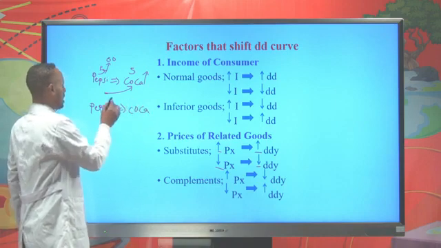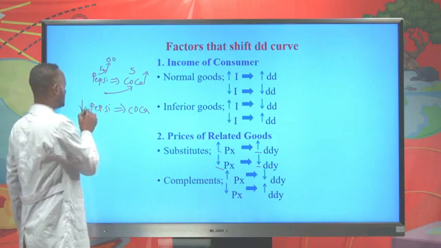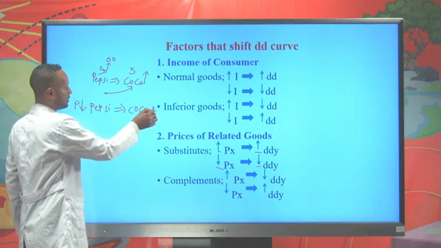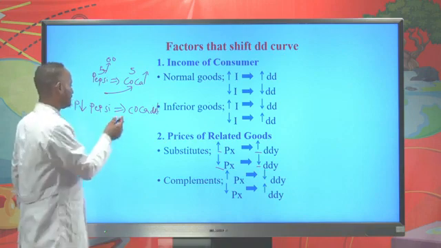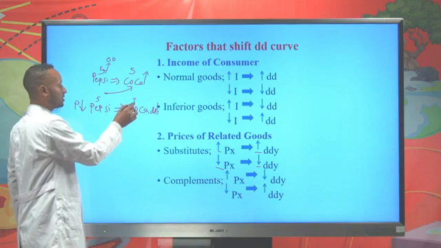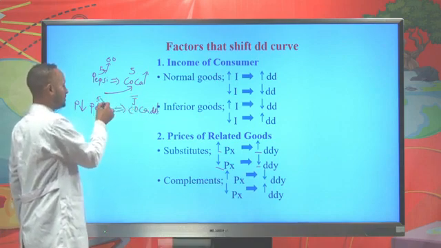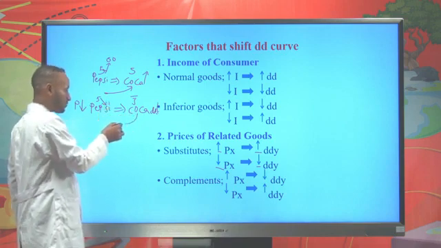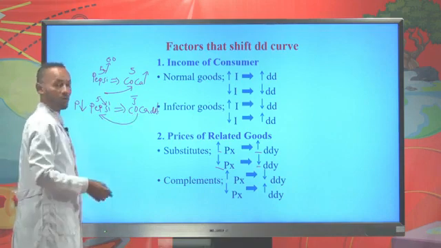Now, as the price of Pepsi declines, the demand for Coca will also decline. For example, if the price of Pepsi is 5 birr and the price of Coca is 5 birr, the price of Coca remains unchanged and the price of Pepsi declines from 5 birr to 1 birr, then consumers of Coca will shift their consumption of Coca to consumption of Pepsi. In this case, the demand for Coca will decline.